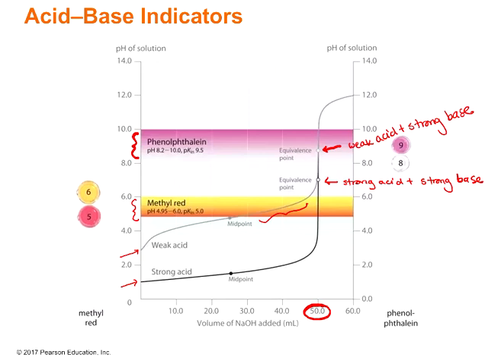So hopefully this kind of shows how we would pick the right indicator for a particular acid-base titration. And most often we do use phenolphthalein. It is a really great indicator, and we can use it for a wide variety of titrations.